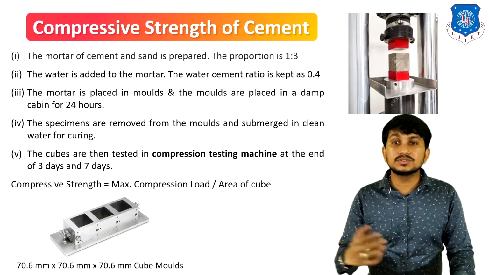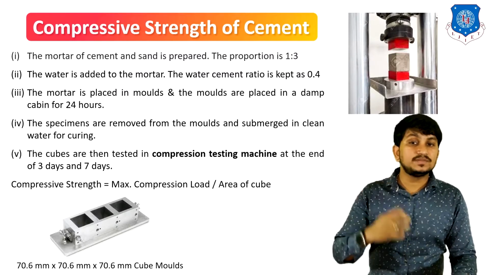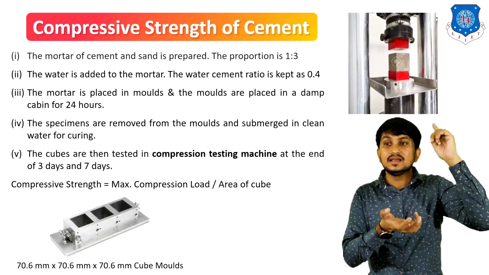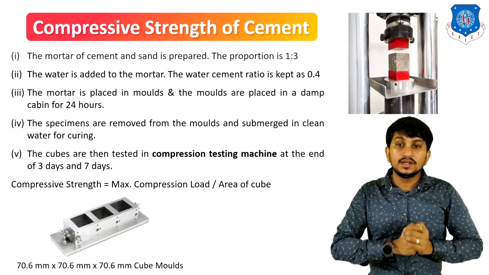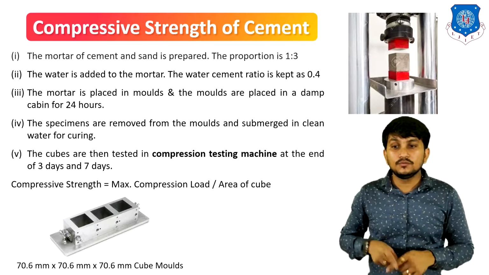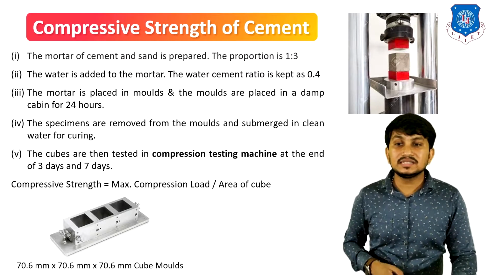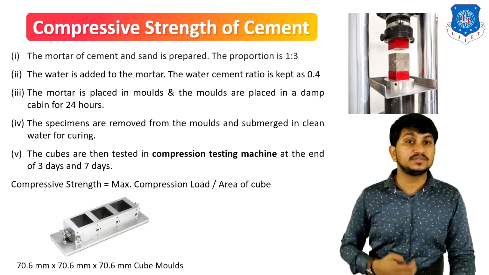The equation used for compressive strength of the cement is the maximum compression load, which is shown in this CTM, compression testing machine, divided by the area of the cube, which is 70.6 mm by 70.6 mm. This is how you can calculate the compressive strength of the cement.